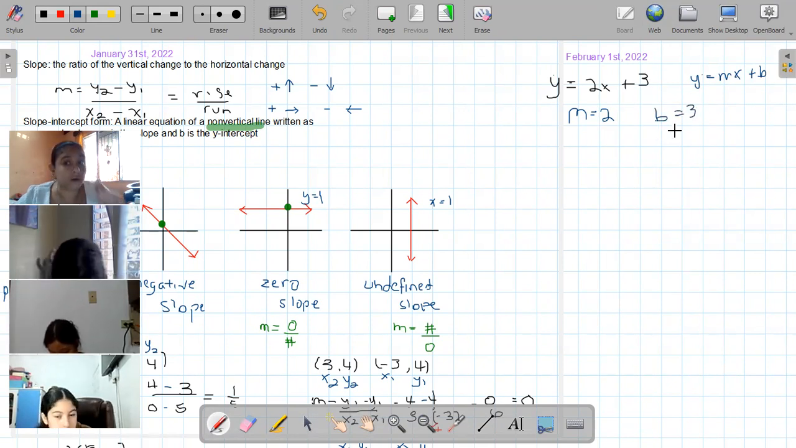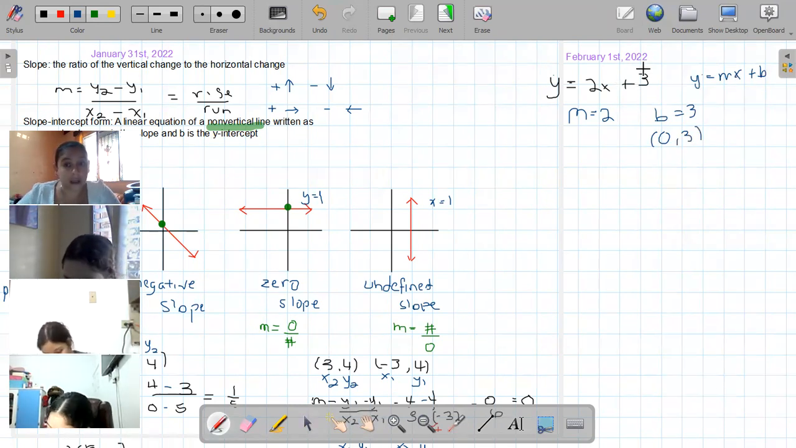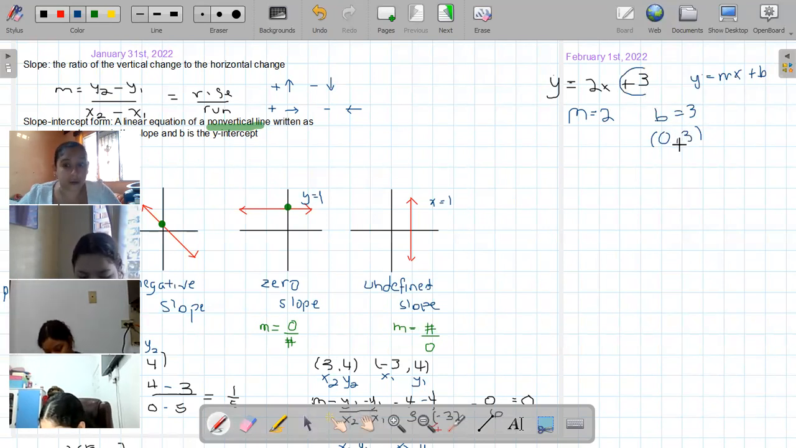We are always going to write this number as a y-intercept because it is a y-intercept. Therefore, it's going to be 0. Always the 0 goes first, comma, and whatever number you get, including the sign in front of it. In this case, it is positive 3, so it is (0, 3).